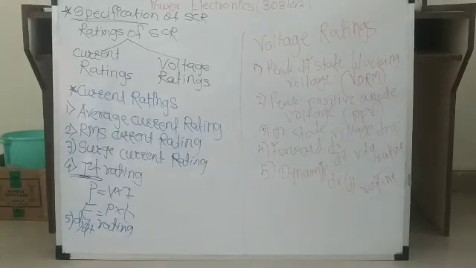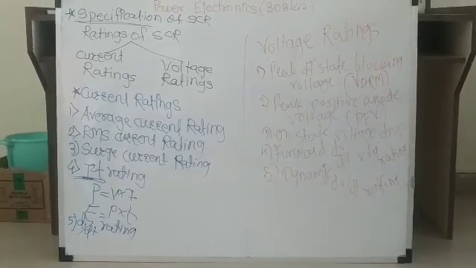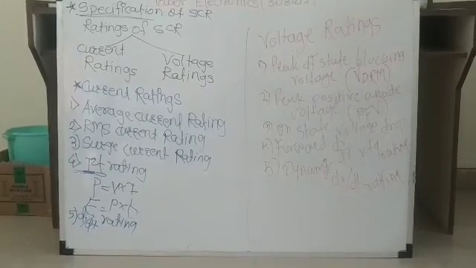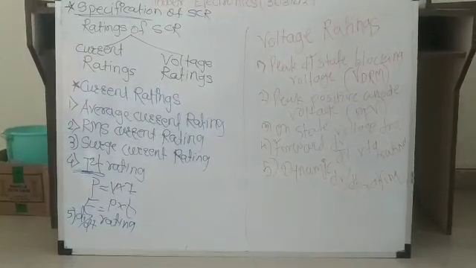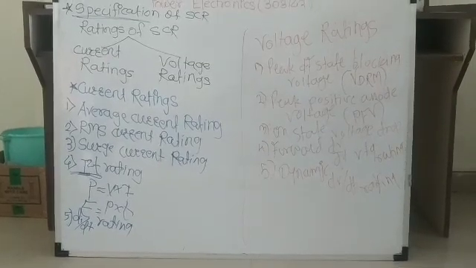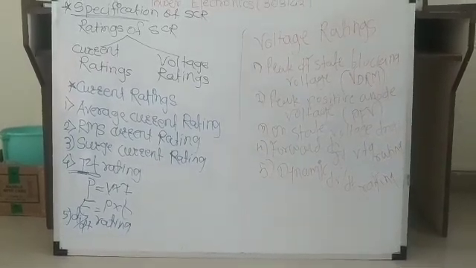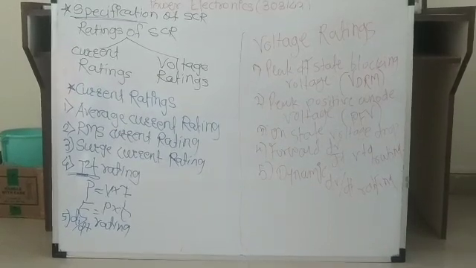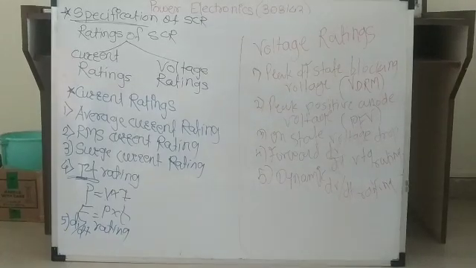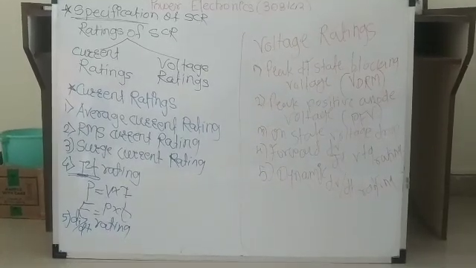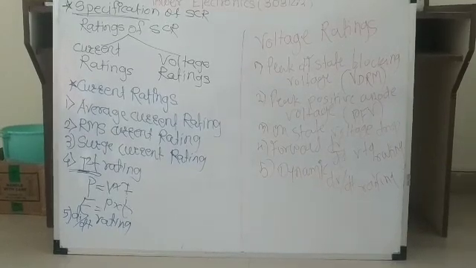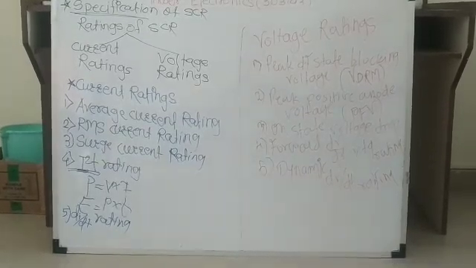Now the question arises, what is the difference between static and dynamic? Static means it does not vary with time. These characteristics are static. And dynamic means the characteristics vary with time. The same concept is applied for ratings. When a rating does not vary with time, it is called a static rating. And when a rating varies with time, it is called a dynamic rating.